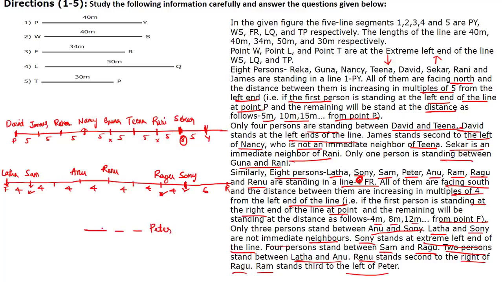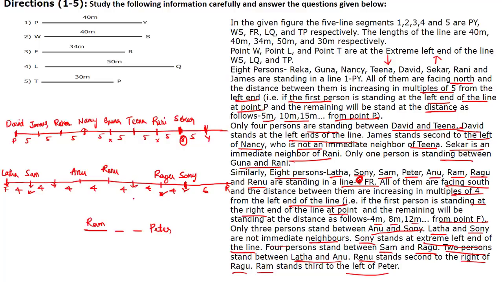Peter's third left must be Ram. So Ram is standing third to the left of Peter. See here, friends, the third to the left of Peter must be Ram. Because these persons are facing towards the south direction, Peter can be placed here or here.